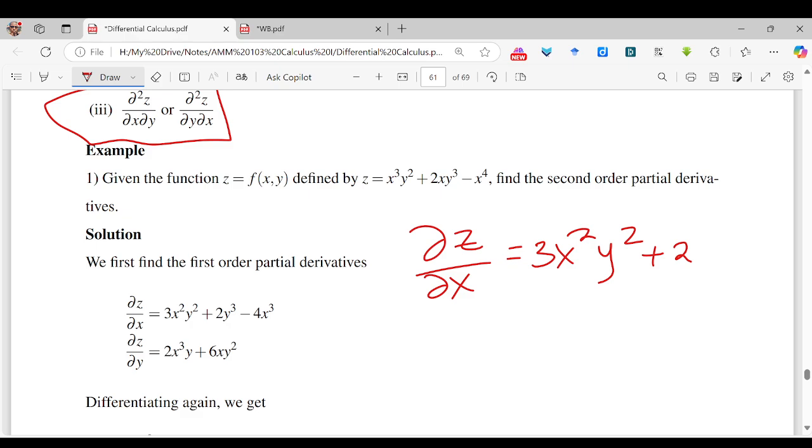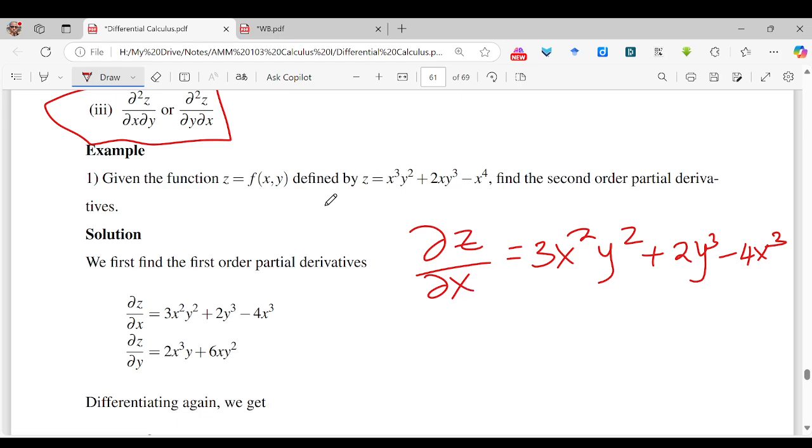Remember, in the second term, we only assume that the variable is x here. So the derivative of x power 1 is 1. That will give us 2y cubed, then minus 4x cubed. This is the first order partial derivative of z with respect to x.